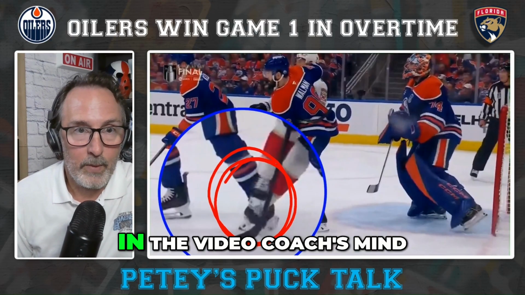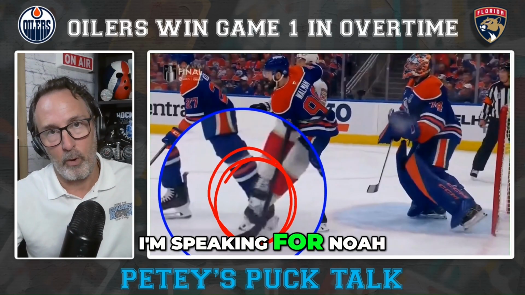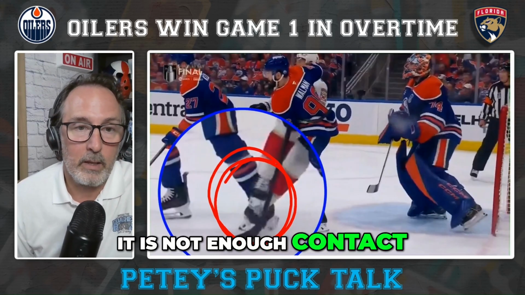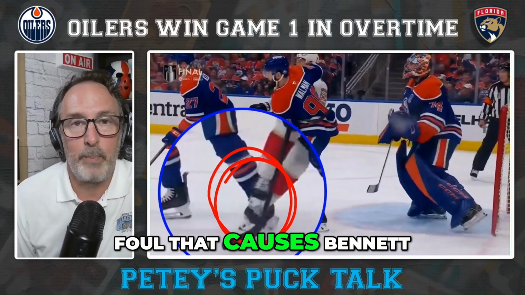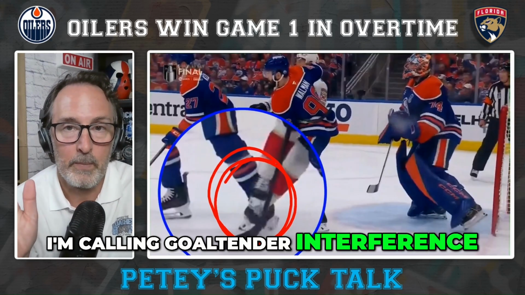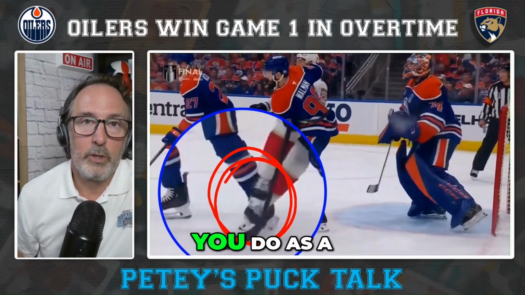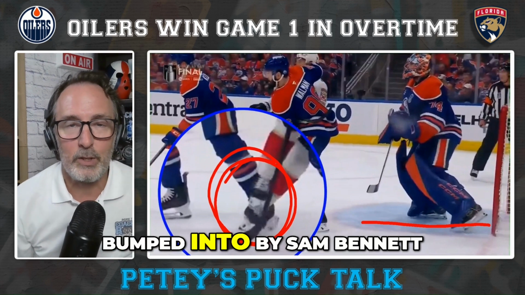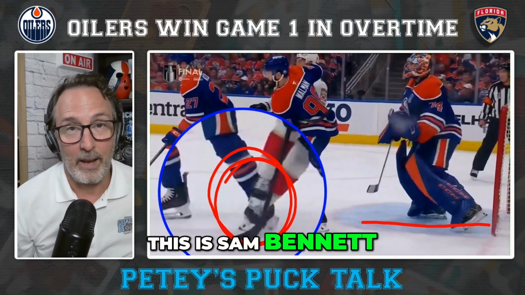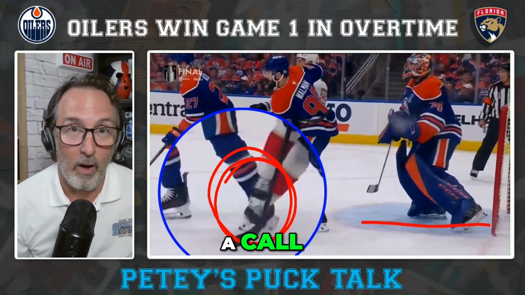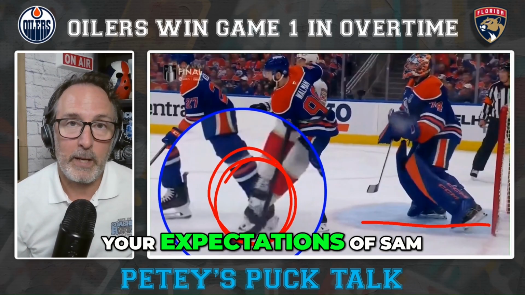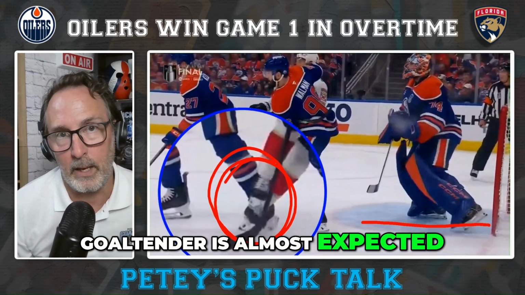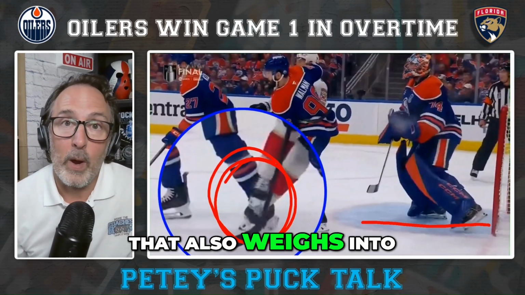So in his mind, in the video coach's mind, I'm speaking for Noah, I'm sorry, but it is not enough contact. It is not deliberate. It is not a foul that causes Bennett to fall. I'm calling goaltender interference. Plus, one of the things you do as a video coach is you want to stick up for your team, and you can clearly see the goaltender get bumped into by Sam Bennett. This is Sam Bennett. If this is another player, this might not be a call. Your expectations of Sam Bennett to be a guy that's going to willfully go into the goaltender is almost expected. So that also weighs into your decision.